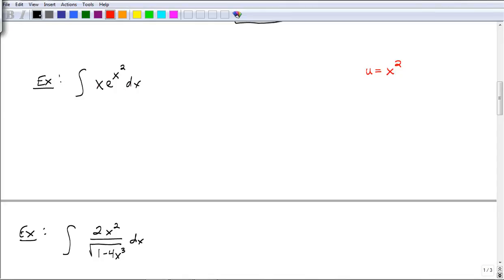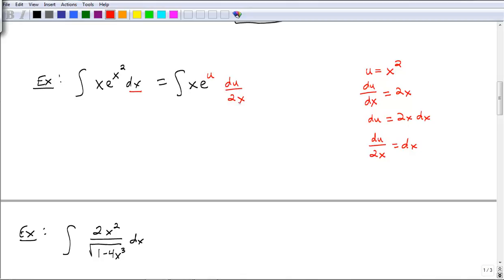So I can start to rewrite this integral. This is the integral of x e to the, well, I'm not writing x squared anymore. Now instead of x squared, I write u. The derivative of u with respect to x is 2x. So I'm going to solve this for dx, and I get du over 2x is dx. So I can replace the dx with du over 2x.